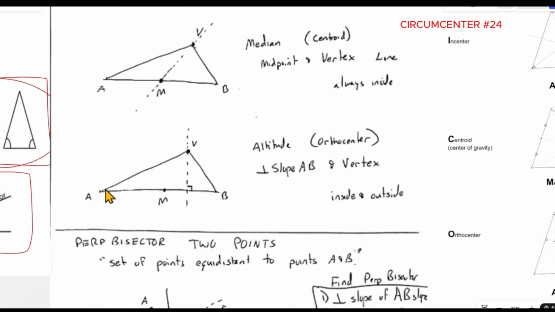Altitudes go through the vertex and they're perpendicular to the base. So if you need to generate the actual equation for that line, like mx plus b, you'll start by getting the slope of this line from the 2 points, doing the negative reciprocal to get the perpendicular slope, and then plugging in the point, which is the vertex. That'll get you the equation of that line.